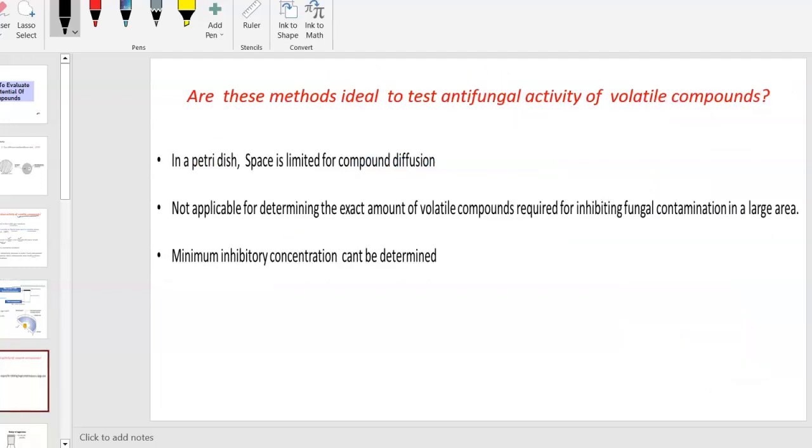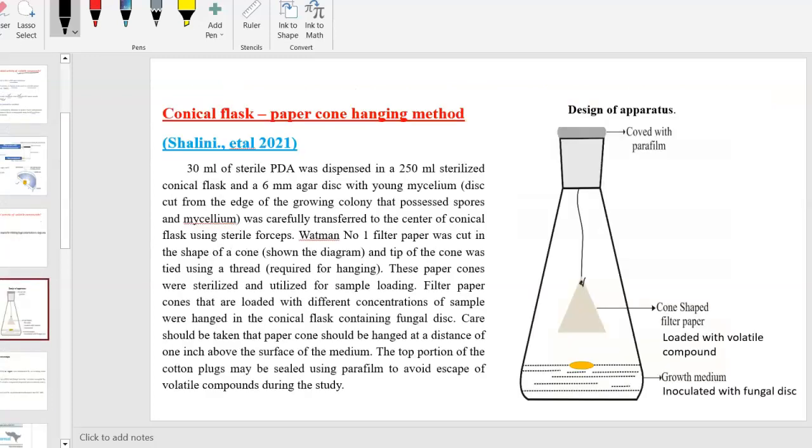So in order to overcome all these problems which were there in the existing methods for evaluation of volatile compounds, there came a newer, novel method, which is known as the conical flask paper cone hanging method. This method was designed especially to evaluate the antifungal activity of volatile compounds. The apparatus is basically designed using a regular conical flask.